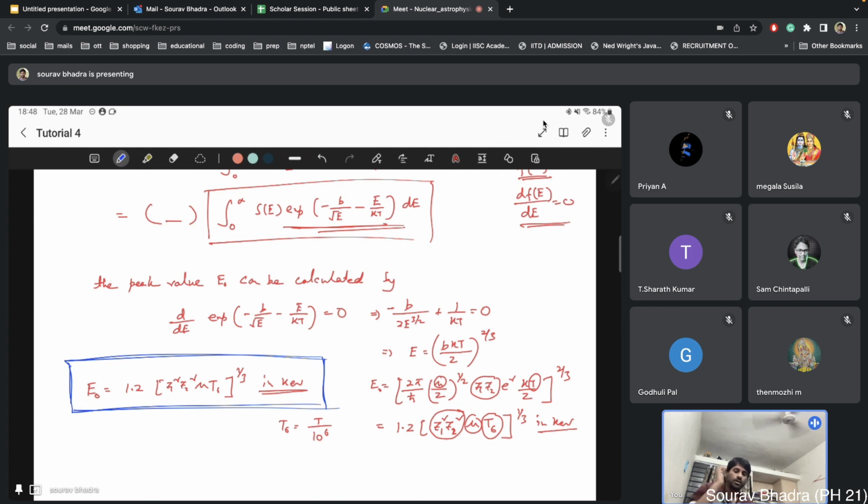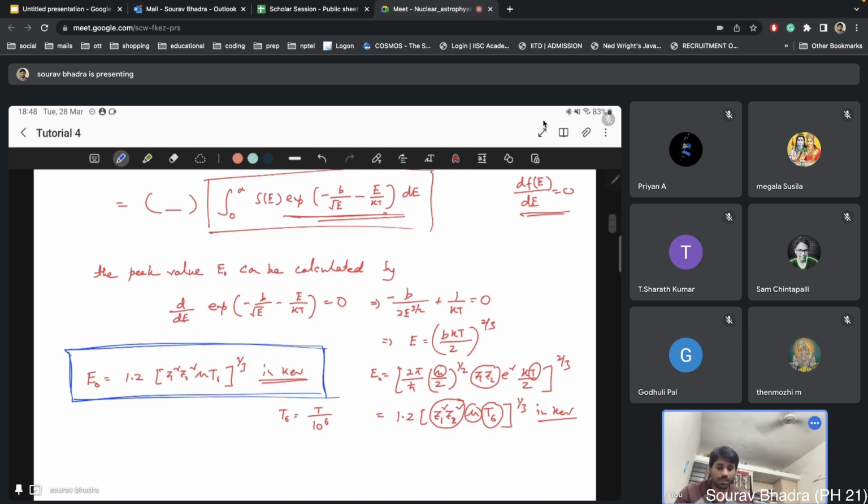Suppose you have been given the two elements which are going through the reaction. You know Z1, you know Z2, and you can calculate the mu from the masses. And one more thing, the temperature should be given in the question. So if all those are given, you can calculate the value of E0, the peak value of the gamma plot. Okay, so that type of problem we will do.